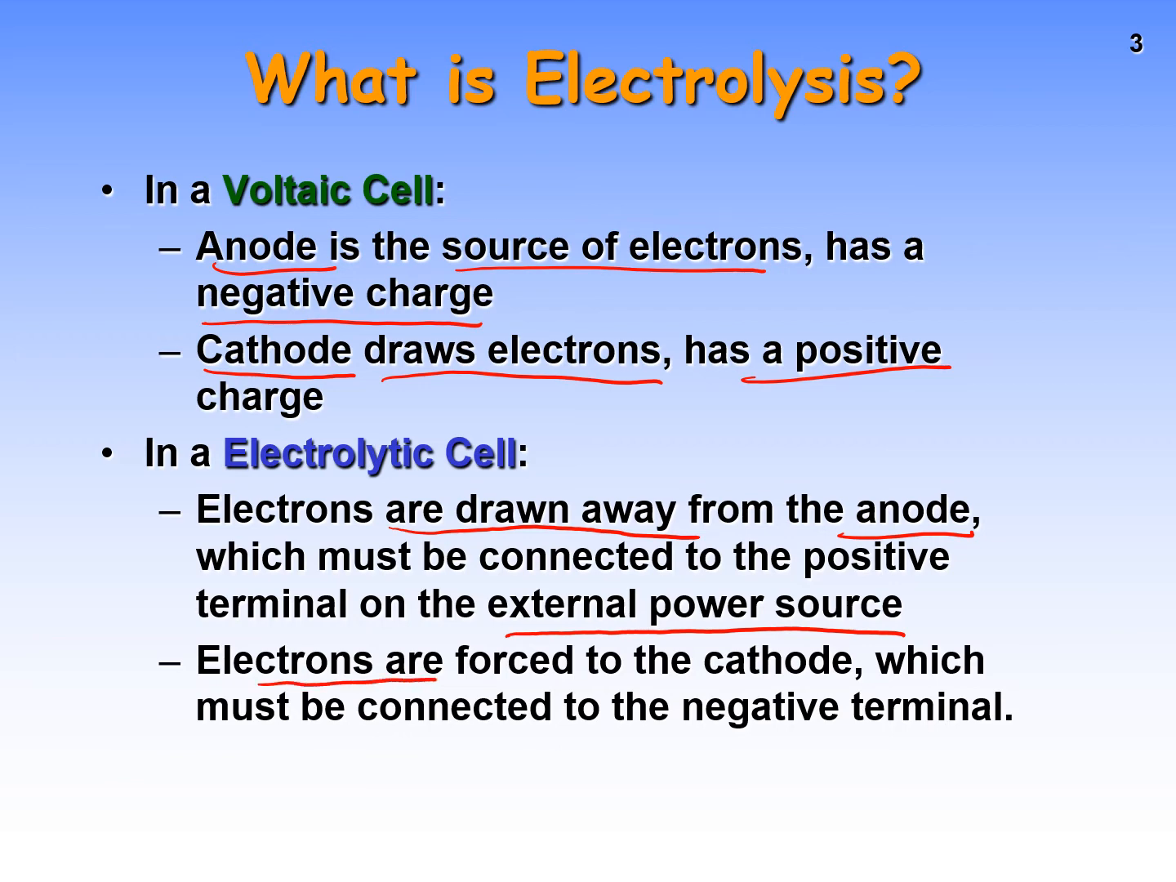Again, electrons are being forced to go to the cathode. It must be connected to the negative terminal on an external power source. The anode must be connected to the positive terminal. This causes the electrons still to move from the anode to the cathode in an electrolytic cell, but it's not a spontaneous process.